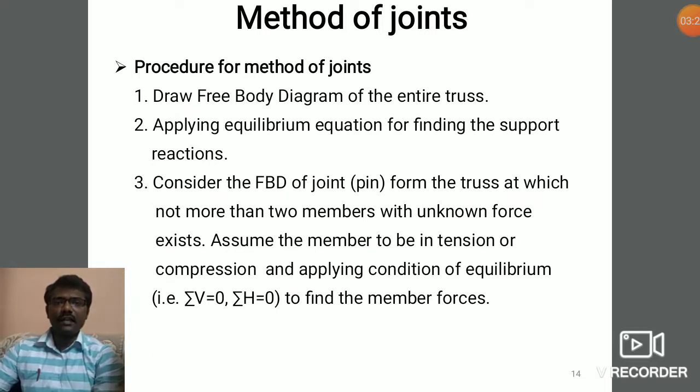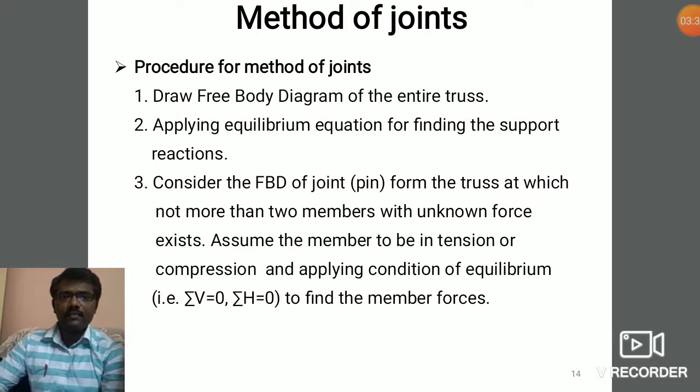The procedure for analyzing by the method of joints: first step is we draw the free body diagram of the entire truss. Second, we apply the static equilibrium equations for finding the support reactions. Next, we consider the free body diagram of the joint in which only two member forces are unknown, and we assume the member forces are either tensile or compression.